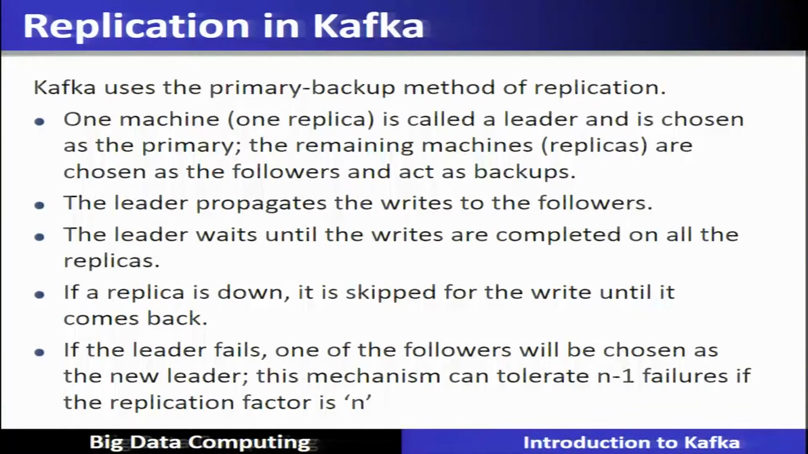Now, replication in Kafka. Kafka uses the primary backup method for replication, that is, one replica is called the leader and chosen as the primary, and the remaining replicas are chosen as the followers and act as the backup. The leader propagates the write to the followers and waits until all the writes are completed on the replicas. If a replica is down, it is skipped for the write until it comes back. If the leader fails, one of the followers will be chosen as the new leader, and this mechanism can tolerate n-1 failures if the replication factor is n.